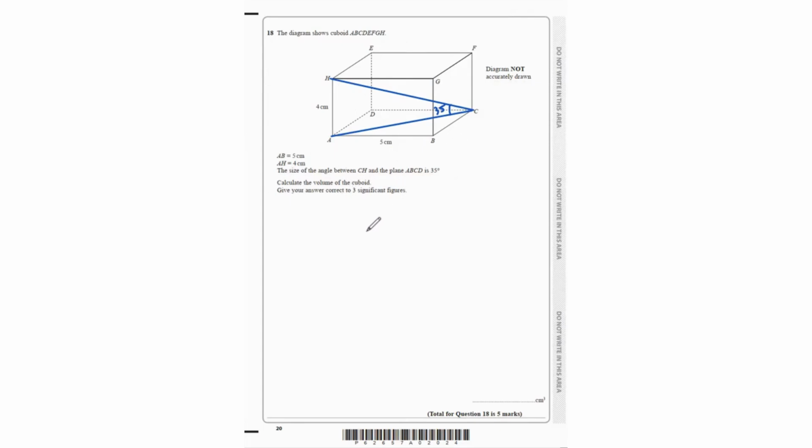So as you can see, for the volume of the cuboid, we need the length, the width, and the height. We have the height, we have the length, we don't have the width. So how do we figure out the width? If we use the right angle triangle AHC, we can first figure out AC, and then using AC and AB, which is another right angle triangle over here, we can figure out BC. And once we have BC, we can easily find the volume of the cuboid.